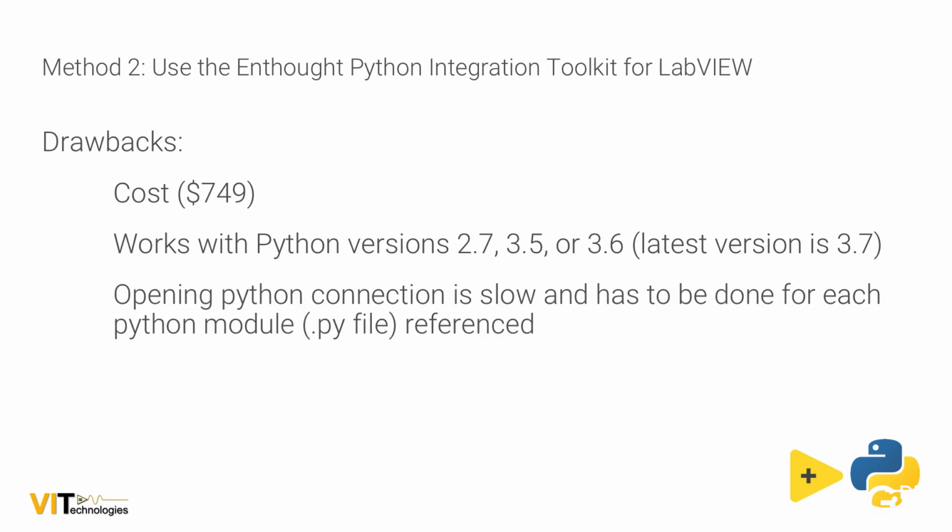Every time you open, in the beginning you have to open a connection to your Python file, and it's very slow when it opens that connection. Every call to the function within the module is very fast, but opening the connection in the beginning is slow, so I recommend that if you're going to use it, you load it once in the beginning and then cache the reference and use it throughout your application. And it also has to be done for every Python module referenced. So if you're opening a lot of them, you have to cache a lot of references.